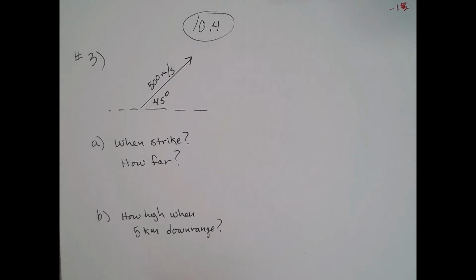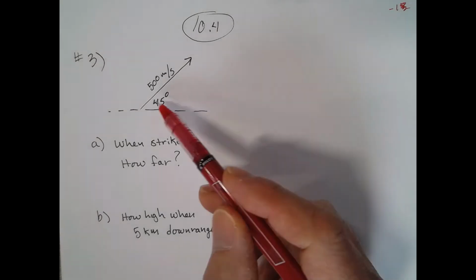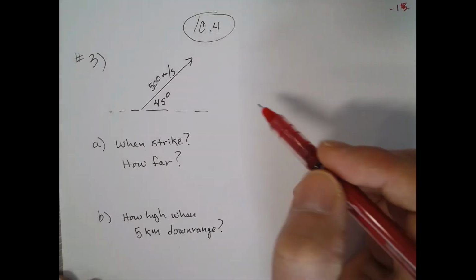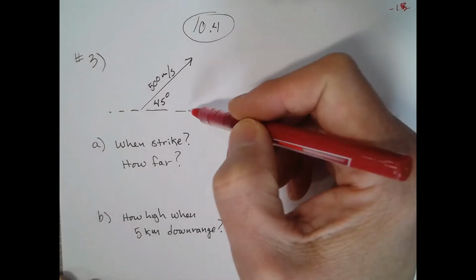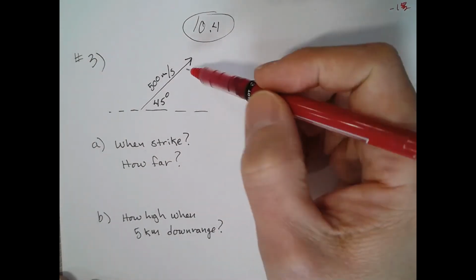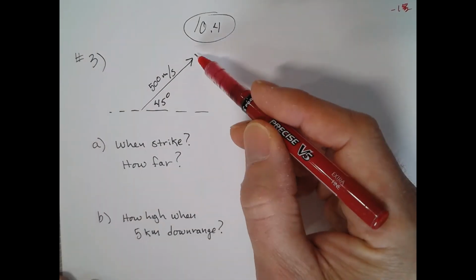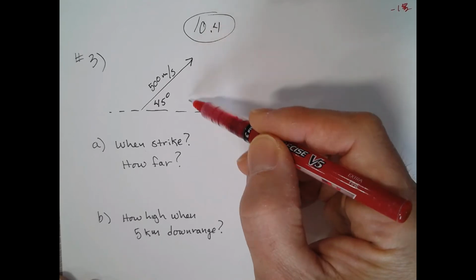10.4, number 3, we've got a projectile fired with an initial speed of 500 meters per second and an angle of 45 degrees. Here's our projectile, and a few questions to answer. So, when will it strike? We could figure out the vertical component, make it in vector form, and then find out when it goes up and when it's back down, and that'll be when it strikes.